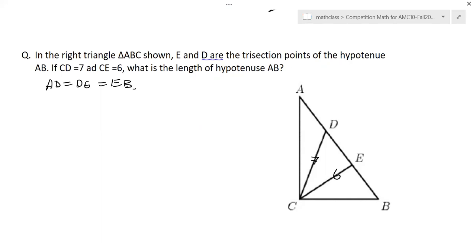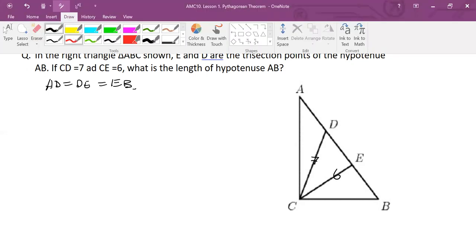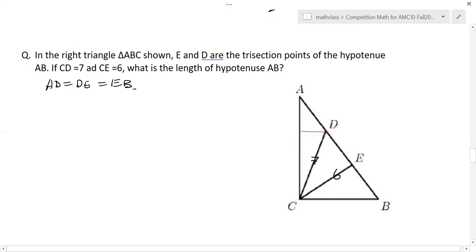But how do you do that? No idea. If you have no clue, then I have to draw additional lines. So how can I draw additional lines? What I'm trying to do is draw a horizontal line here and draw vertical lines here. Then the problem is solved. Why?